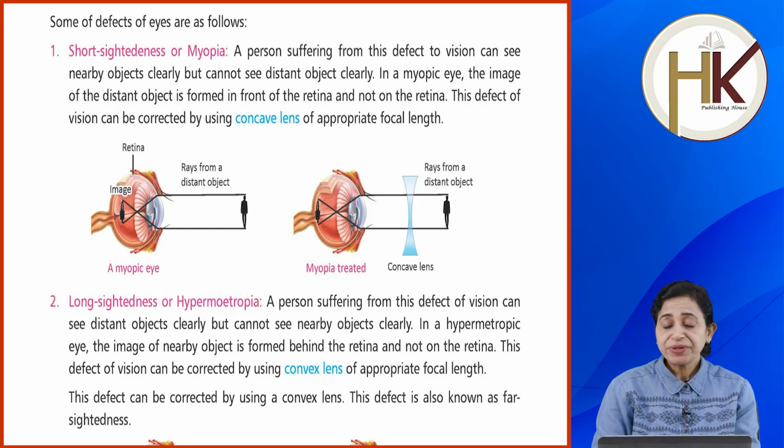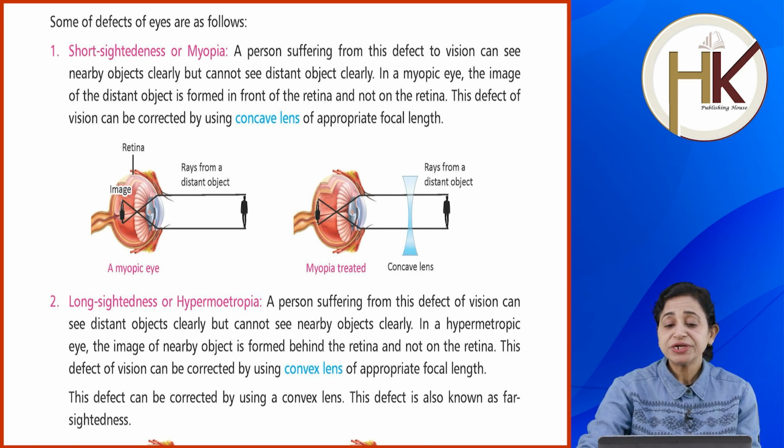Short-sightedness or myopia. A person suffering from this defect of vision can see nearby objects clearly but cannot see distant objects clearly. In a myopic eye, the image of a distant object is formed in front of the retina and not on the retina. This defect of vision can be corrected by using a concave lens of appropriate focal length.